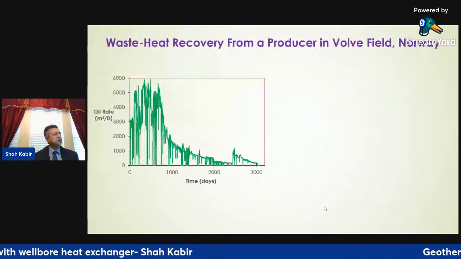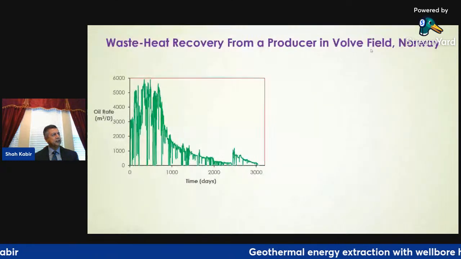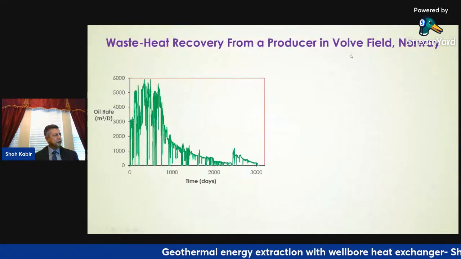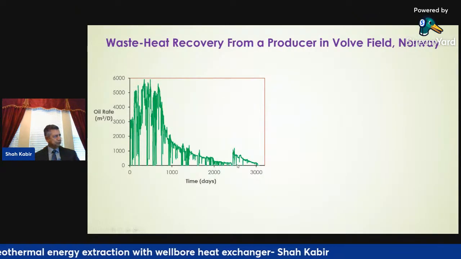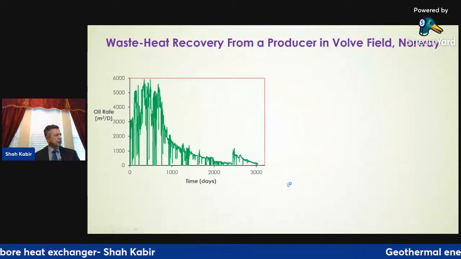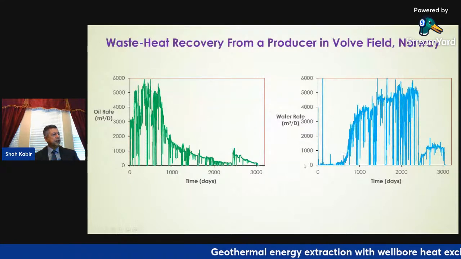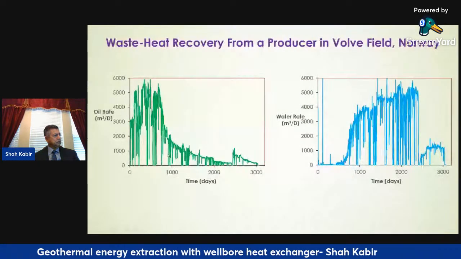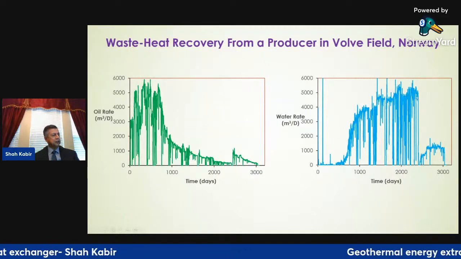Okay, so I have just one example to make a point. This is from the Vault field, and the data has been made available in the public domain. So this has been the oil rate for one well, and this is the corresponding water rate. So as time progressed, especially after 1,000 days, so to speak, the water rate went up significantly.